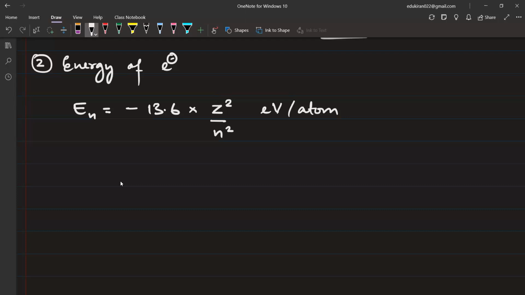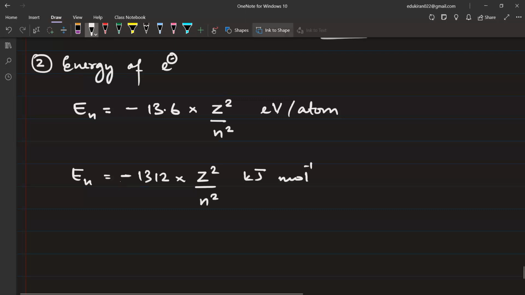If you want to write this in joules, then En will be equal to minus 1312 into Z square upon n square kilojoule per mole. Okay, now what is the negative sign telling me about? Negative sign कुछ नहीं बता रहा है, पता नहीं आप लोगों ने अभी नहीं पढ़ा है, but Coulomb's law पढ़ा है आप लोगों ने? Tell me guys, have you heard of Coulomb's law?